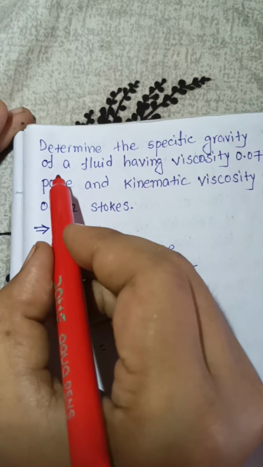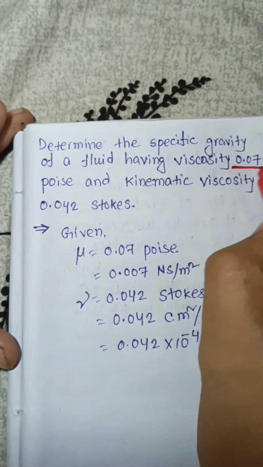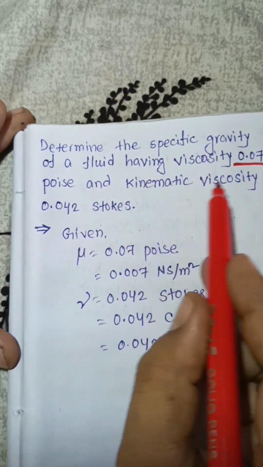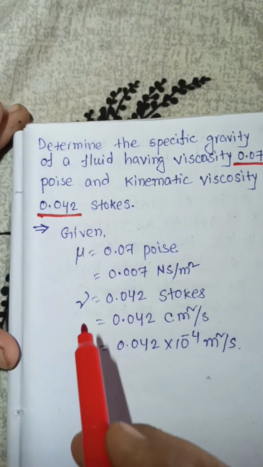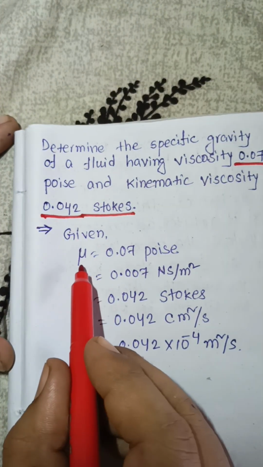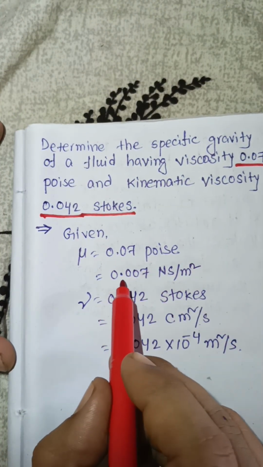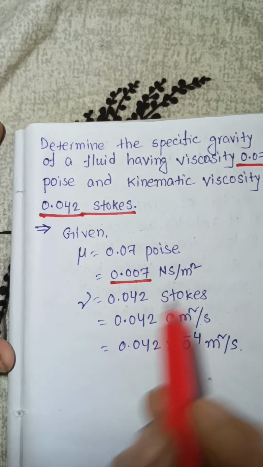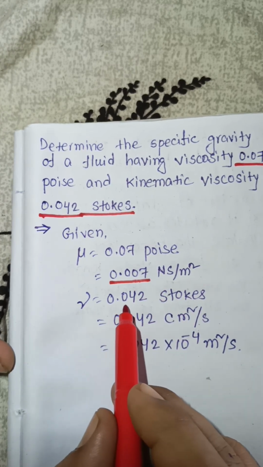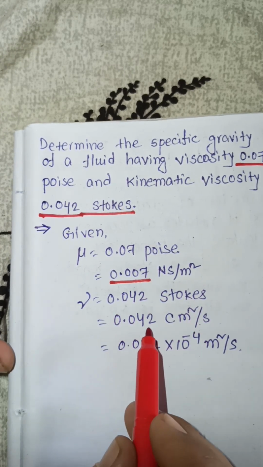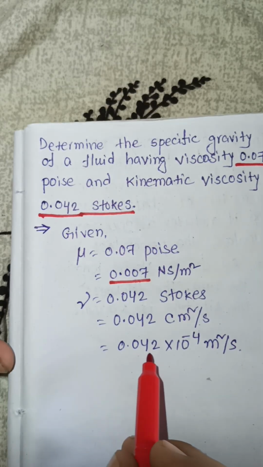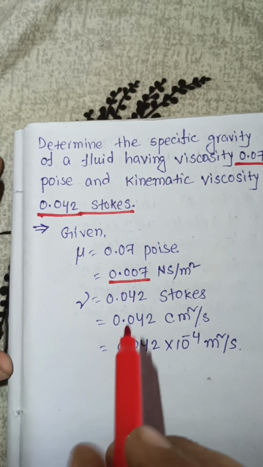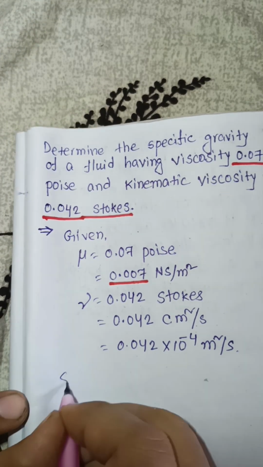Determine the specific gravity of a fluid having viscosity 0.07 poise and kinematic viscosity 0.042 Stokes. So what is given in this question? Mu is equal to 0.07 poise, so this will be equal to 0.007 Newton second per meter square. Nu is 0.042 Stokes, equal to 0.042 centimeter square per second, which is 0.042 × 10^-4 meter square per second. So you have to find the specific gravity.